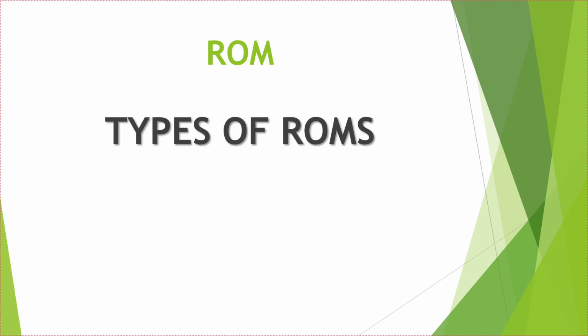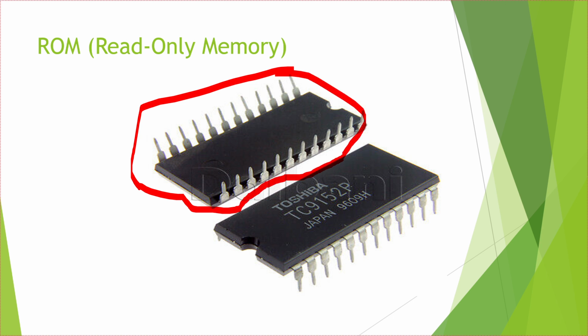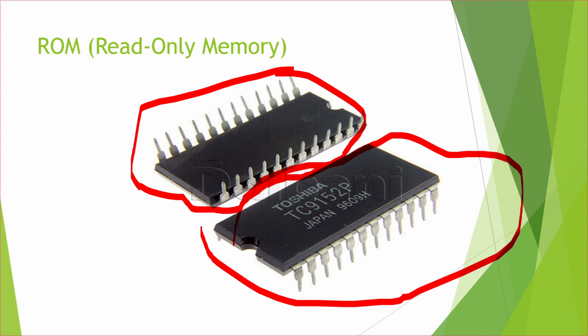ROM. Let's talk of types of ROMs. Firstly, we have got the read-only memory. As you can see, these are ROMs. This is just the same one, and this is the same one. We have got Toshiba. This is the type of ROM where the information that is stored there is read-only.